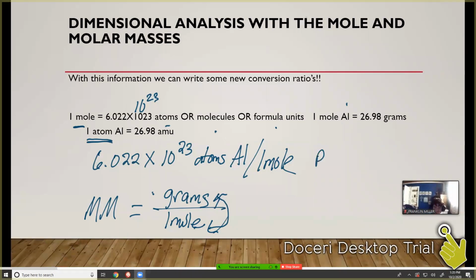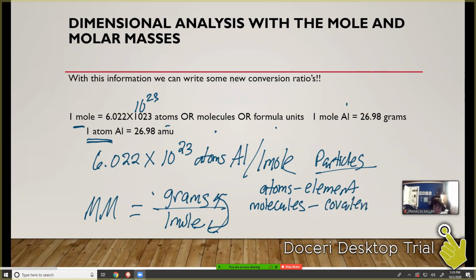So if we're talking about particles, we would be talking about atoms if we're just dealing with an element. We would be talking about molecules if we're dealing with a covalent compound. And we would be dealing with formula units if it's ionic. These three are just different kinds of particles.